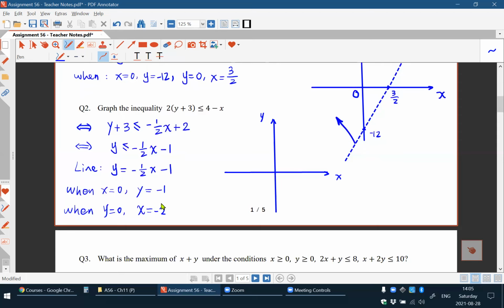All right, y-intercept is 0, -1. So suppose -1 is here. And x-intercept is -2, 0. And suppose -2 is here. Okay, let's check the inequality. Inequality says y is less than or equal to. So this time we need to use the solid line instead of the dotted line, right? Because the boundary does include this line itself.